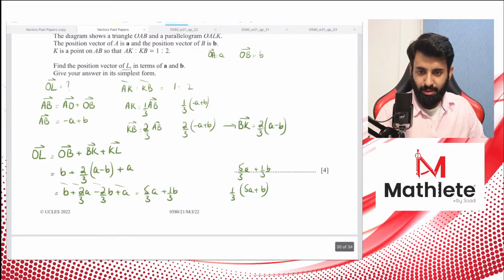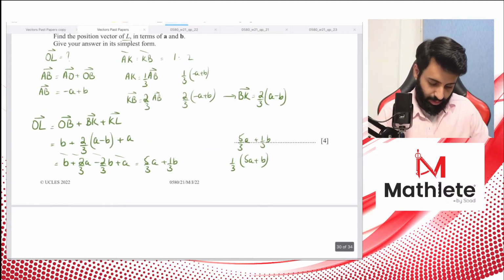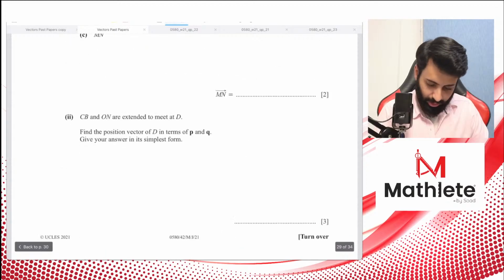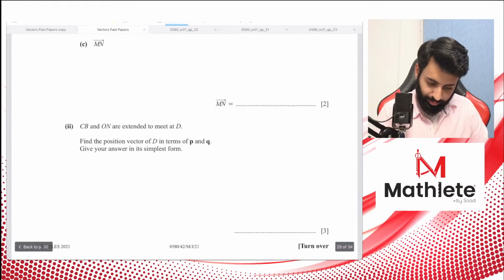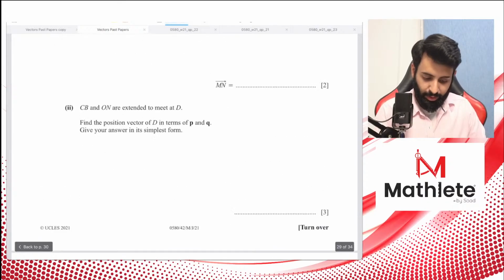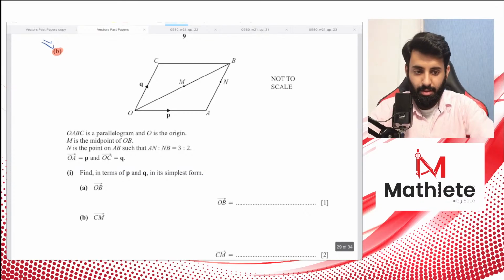All right, moving on. Let's pick another difficult question? Okay, let's pick this question. This is also from IGCSE, May June 2021, paper 4, variant 2. Okay, let's see what this says.